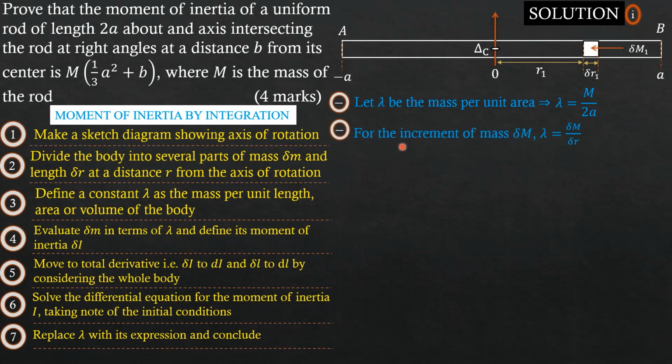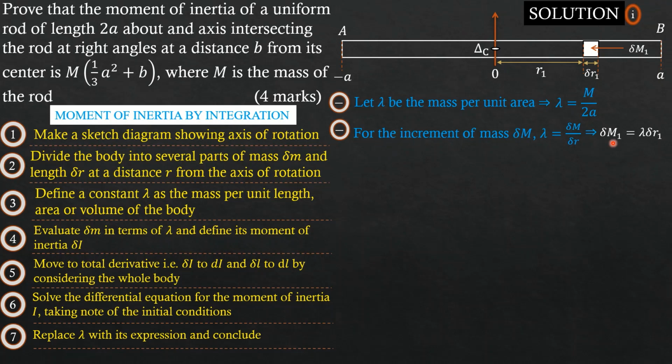Now the next thing, we now take an increment. So if we take the increment delta m, it's actually delta m1. So if we take the increment delta m1, lambda there is going to give us delta m1, which is its mass, divided by its length, which is delta r1. So from there we get delta m1 to be equal to what? Lambda times delta r1. According to our step, we have to do what? Evaluate delta m in terms of lambda, and then we find its moment of inertia. So we first of all define lambda as a mass per unit length because it is a rod. We do not take area nor volume because it is a rod. All those other dimensions are negligible.